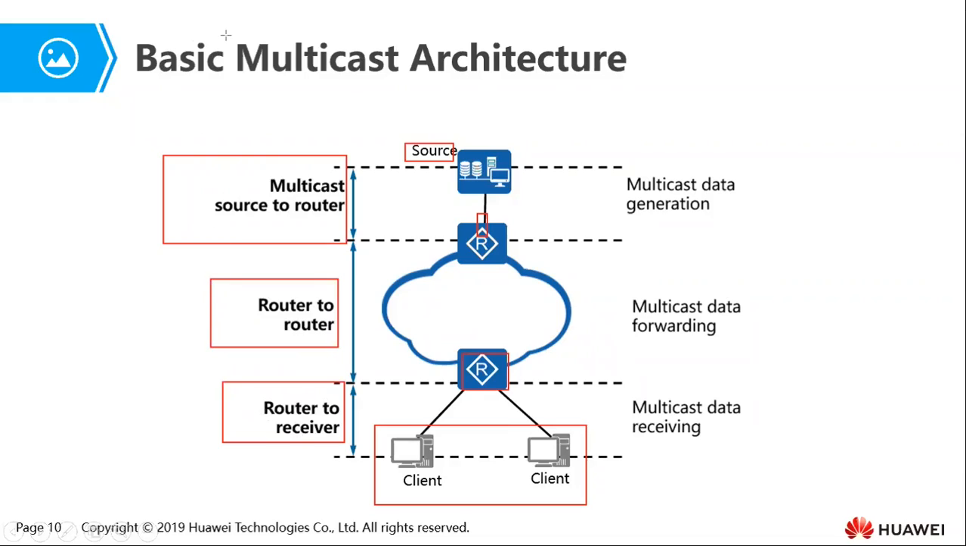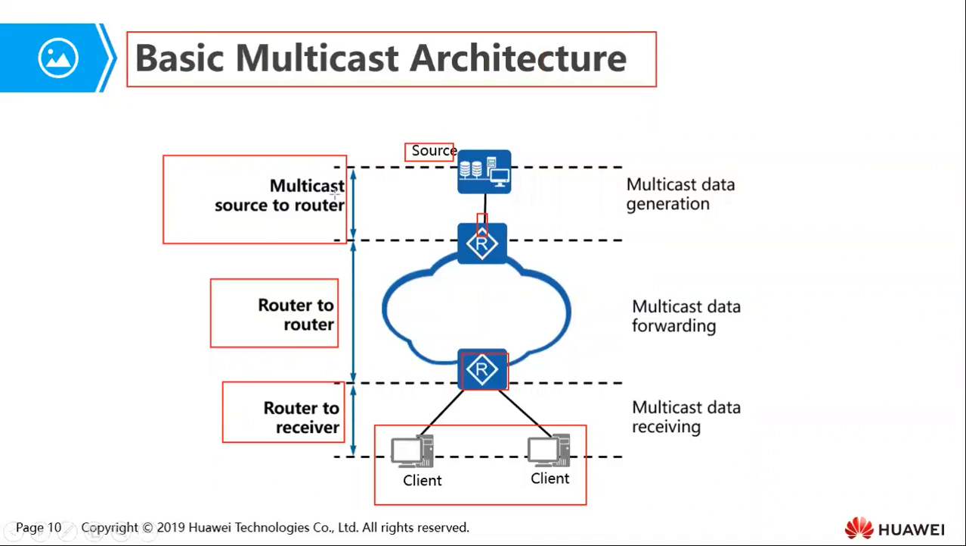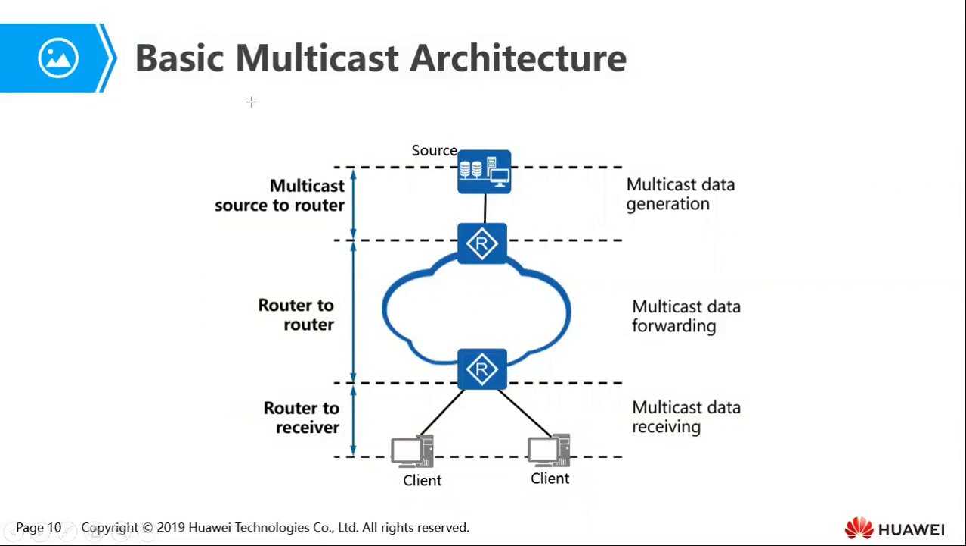In general, that is the basic multicast architecture. The source will send to the gateway, then the gateway will send to a router, and the router will share the data until it gets to the very last router that has the clients that need to receive that multicast data. So the client receives the multicast data. The routers are responsible for multicast data forwarding, and the source is responsible for multicast data generation. So that is it.